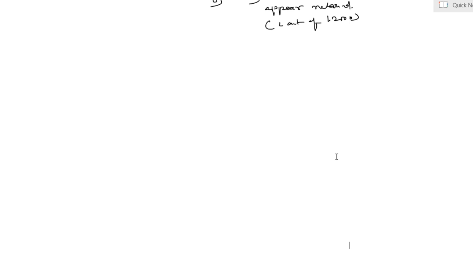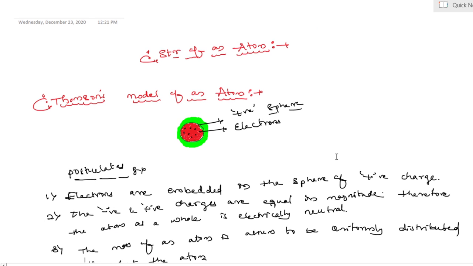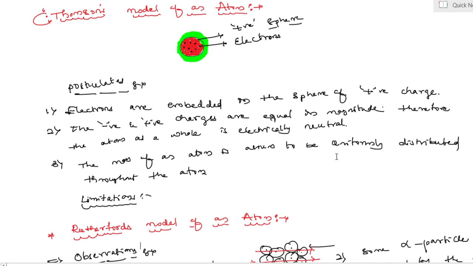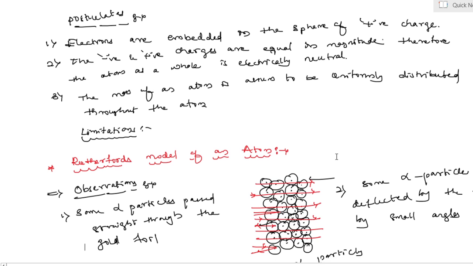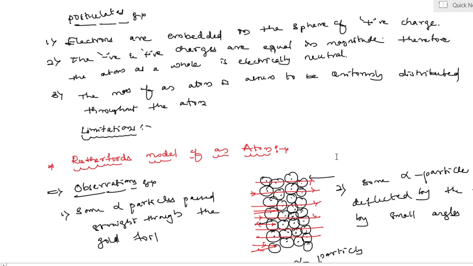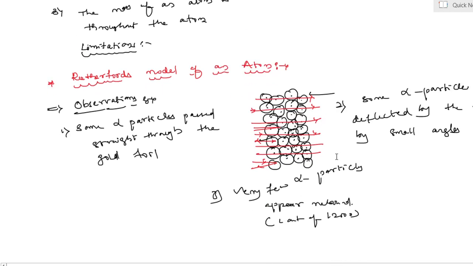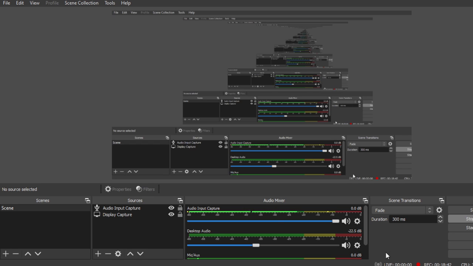And second, Rutherford model could not explain the distribution of electrons in the extra nuclear portion of the atom. In today's class we discussed the structure of atom, in which first the Thomson model of an atom, the postulates given by Thomson, and the limitations of the Thomson model. Afterward, the Rutherford model of an atom and observations. Finally, we discussed the limitations of Rutherford model of an atom. Thank you, my dear students.